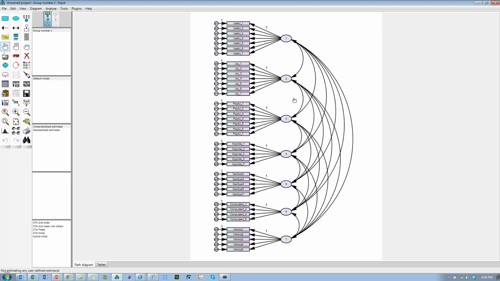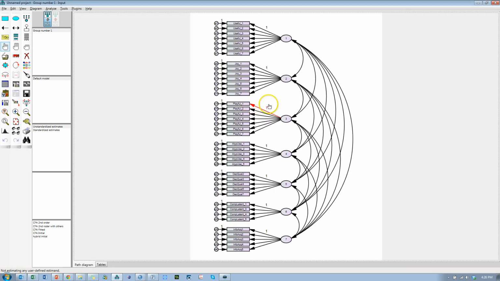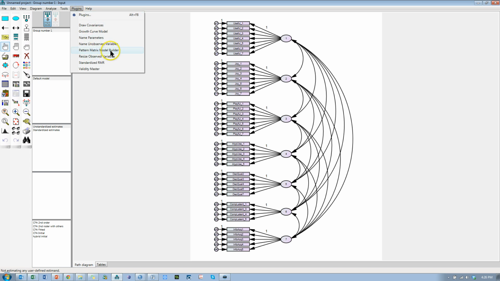Could you go over just again how you copy the pattern matrix? Yeah. So from over here, you just right-click it, and then copy. And then over here in Plugins, go to Pattern Matrix Model Builder, and then just paste.